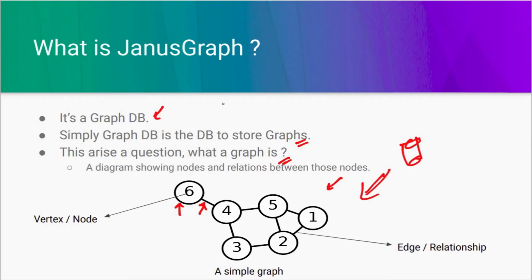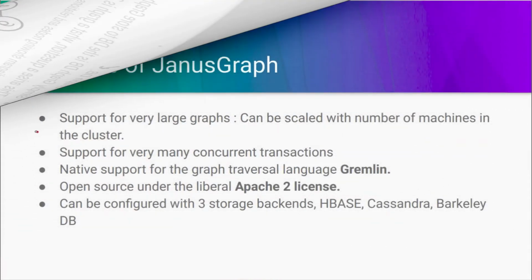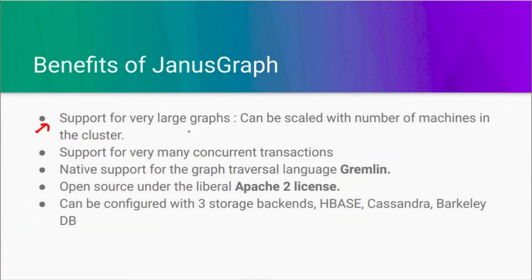Now let's move ahead and see a couple of benefits of JanusGraph. Let's start with the first one. JanusGraph supports very large graphs and it can be scaled with the number of machines in the cluster. That is, in this graph we can store millions of vertices and edges. The number of edges that can be stored is 2 to the power 60 and the number of vertices is 2 to the power 60 by 2. So just by seeing the limit, we can say that JanusGraph can store millions of vertices and can be scaled with the number of machines in the cluster.